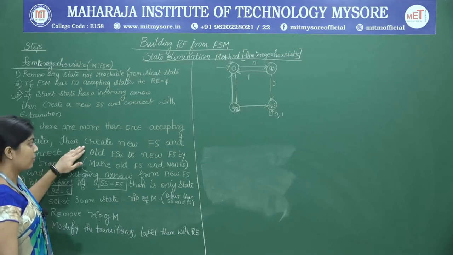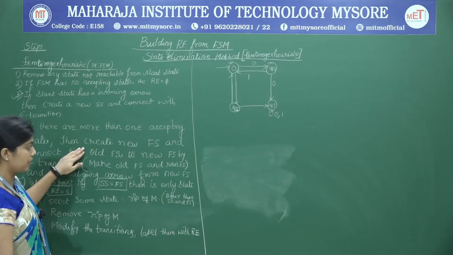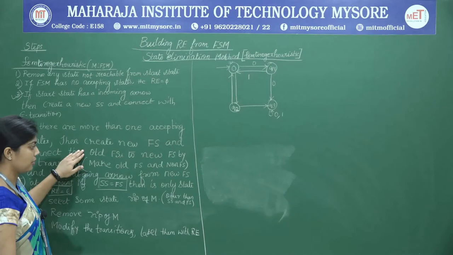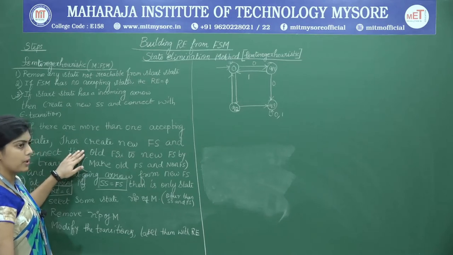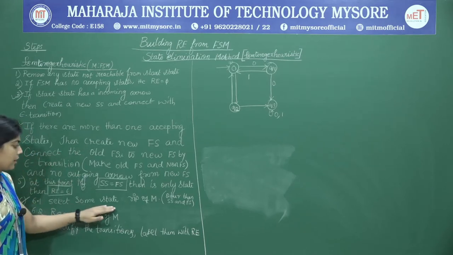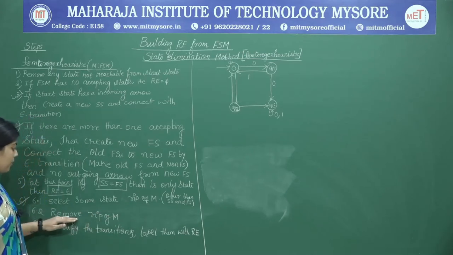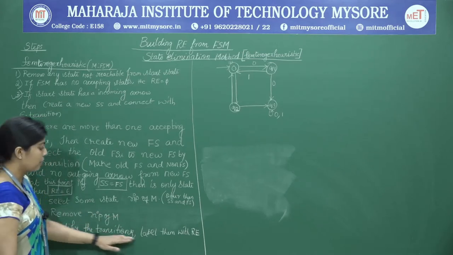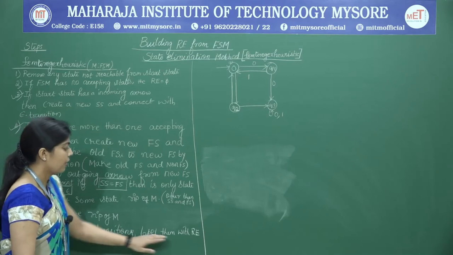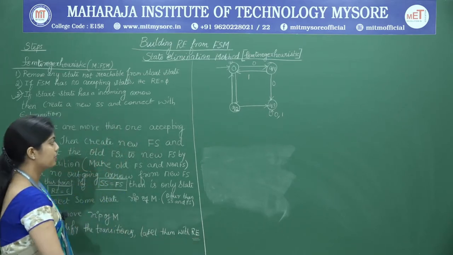In case it has more than one final state, we have to create a new final state and connect both accepting states via epsilon transitions. The old ones will no longer be final states, and the new one is the only final state. Then we select some state and remove it from the automata. While removing, we have to label the transitions with the regular expression. So, this is what we are going to do.